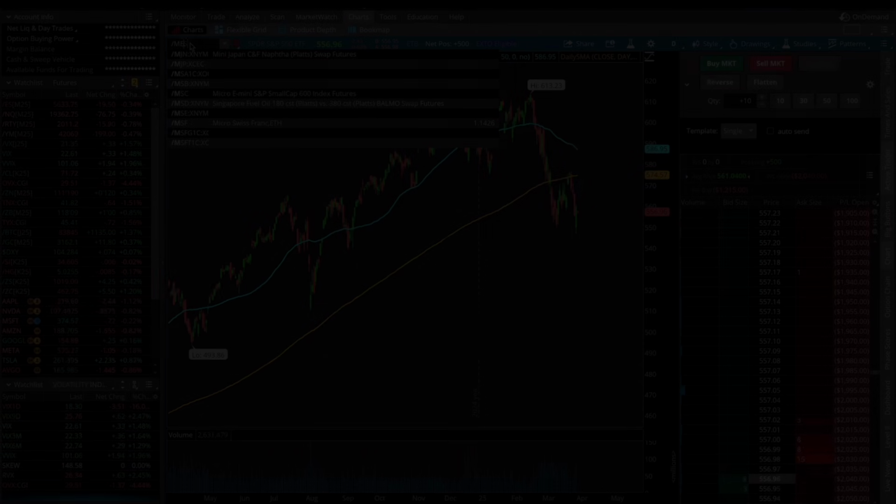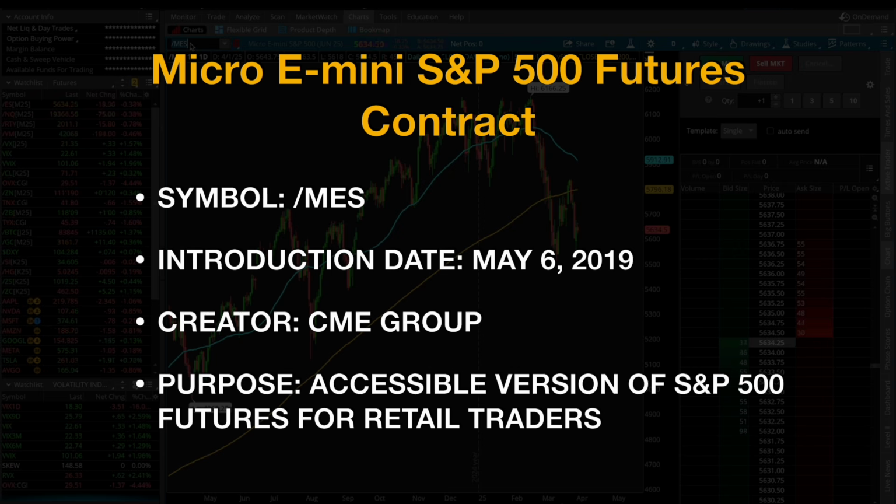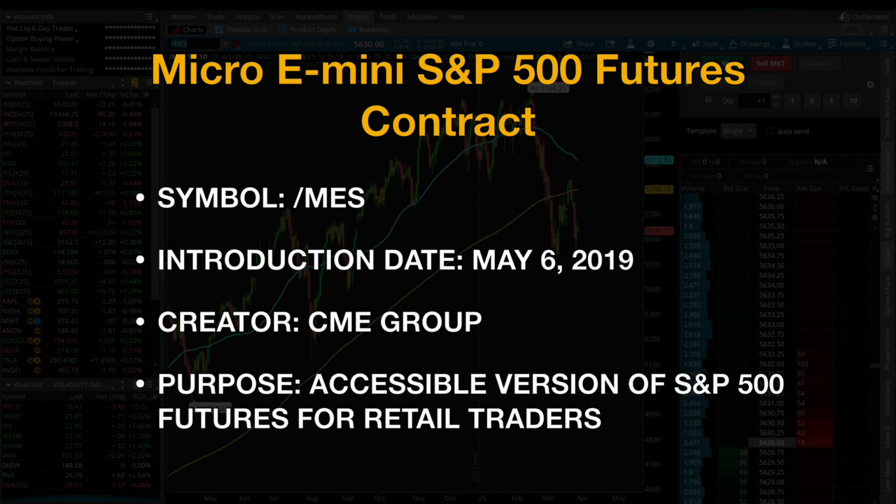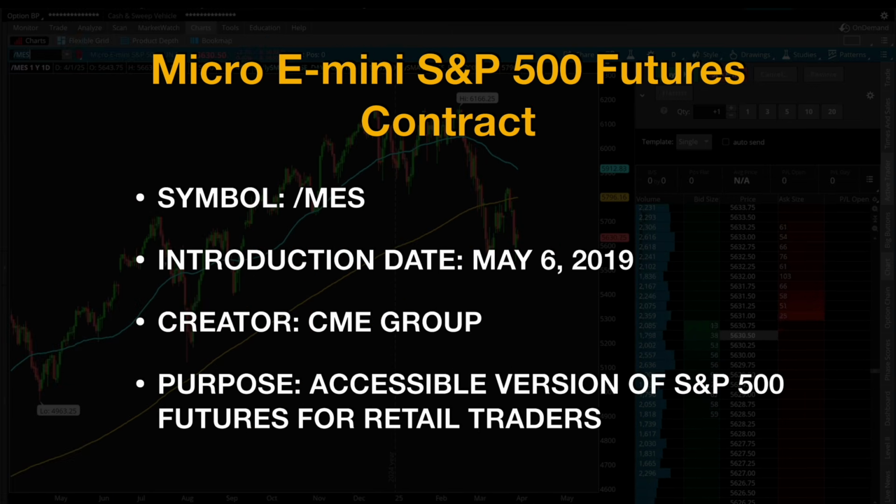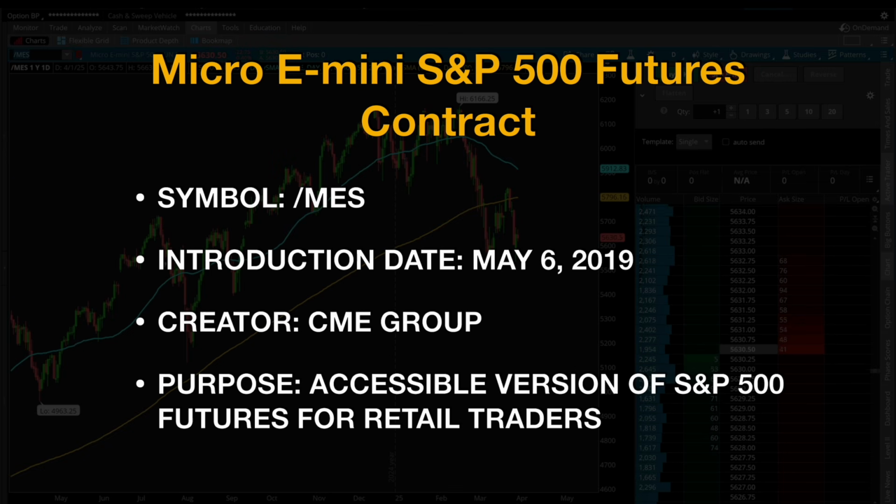The Micro E-mini S&P 500 futures contract, or /MES, was introduced by the CME Group on May 6th of 2019. It was specifically designed to provide retail traders and smaller investors access to S&P 500 futures at a lower cost and reduced risk compared to the standard E-mini S&P 500 contract, which is known as /ES. Since its introduction, /MES has become one of the most actively traded futures contracts in the market. Its popularity stems from its accessibility, allowing retail traders to participate in futures markets that were previously dominated by professionals and institutions.